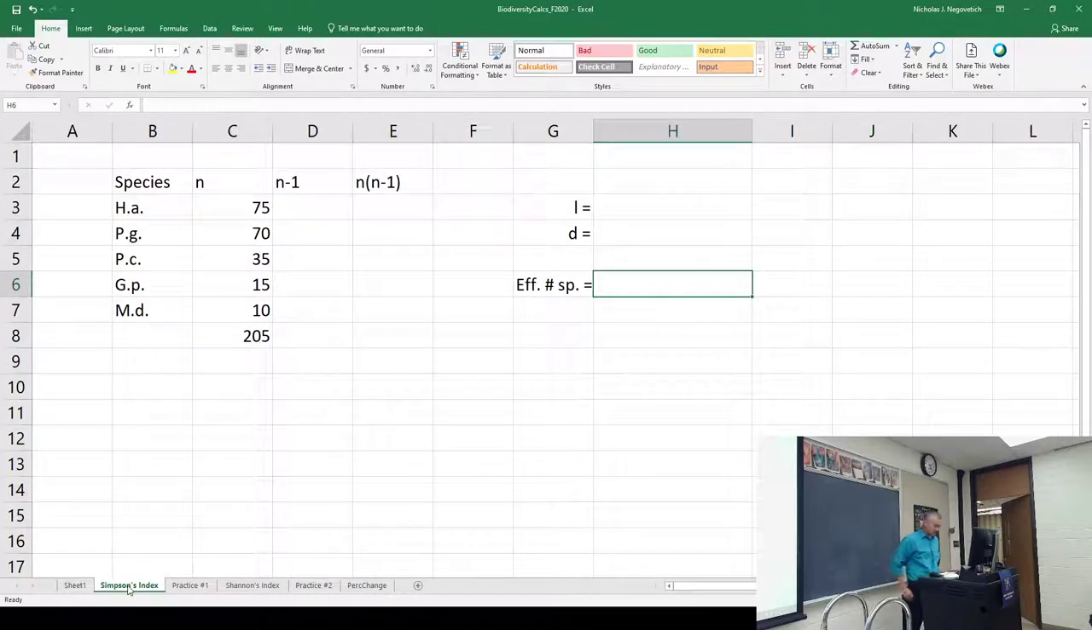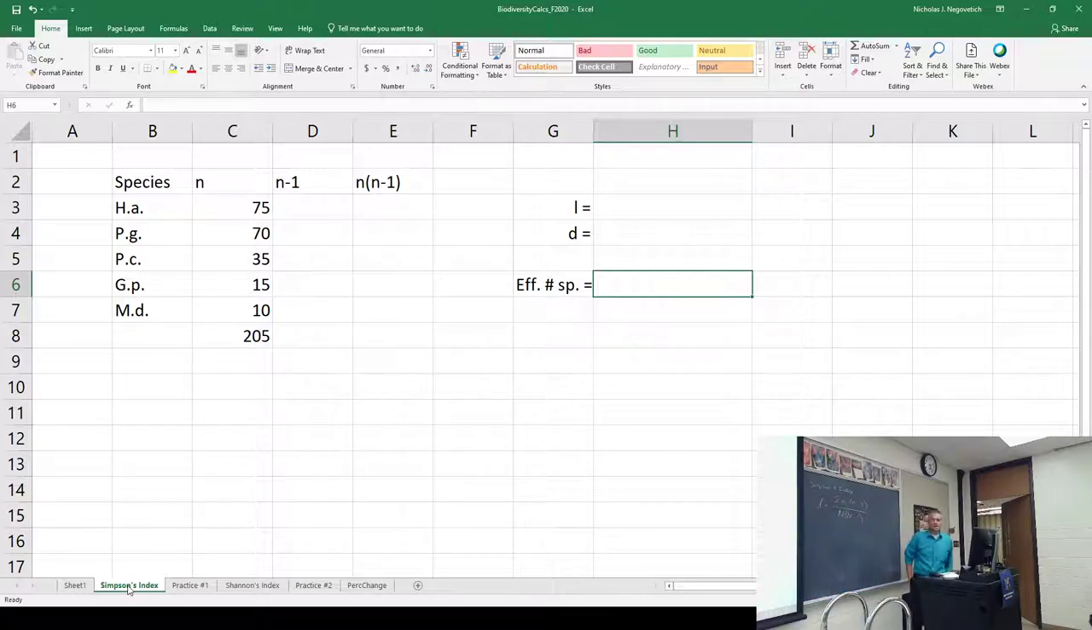Simpson's Index actually measures dominance. So Simpson's Index is calculated as Simpson's L, the sum of n sub i times n sub i minus 1, over n times n minus 1. All right, so this is Simpson's Index, and it's in your lab handout.